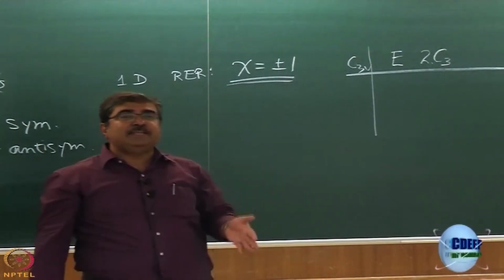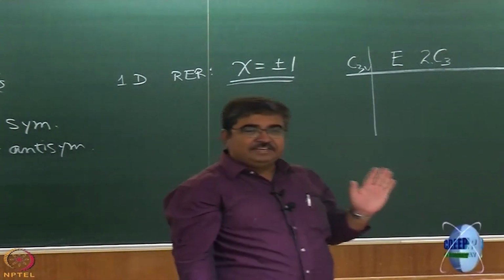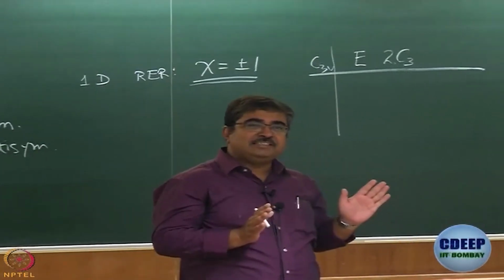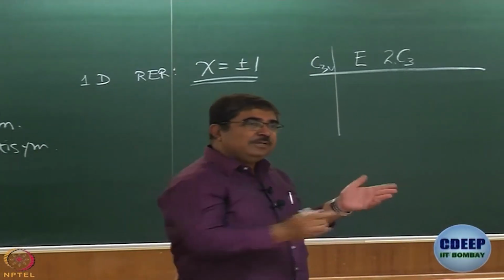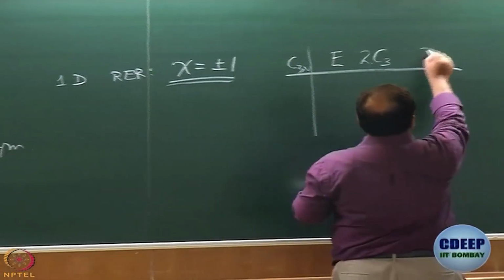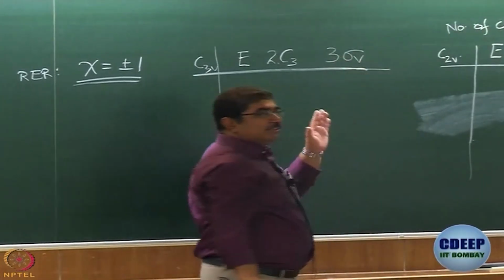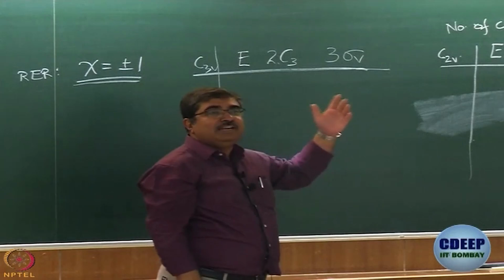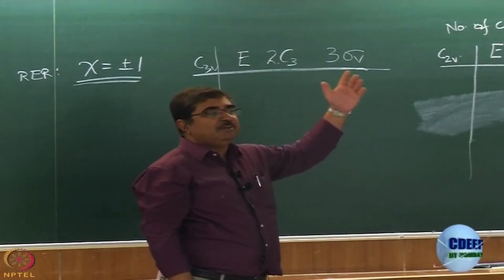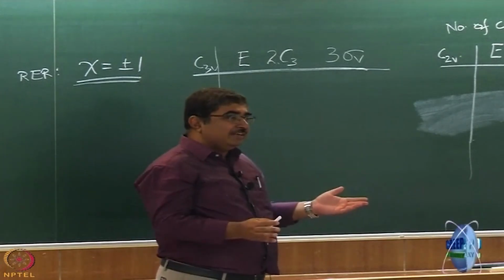How many vertical planes are there? 3. Do they belong to the same class? Are they equivalent? Yes. So, again I will write 3 sigma V, and do not forget I am writing it like this because they have the same character. It is absolutely okay if I write sigma V A, sigma V B, sigma V C, but then they will have the same character. Okay.